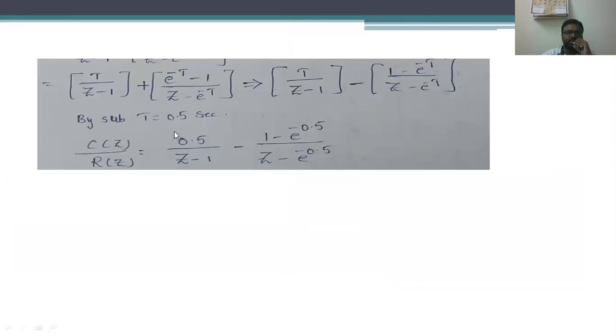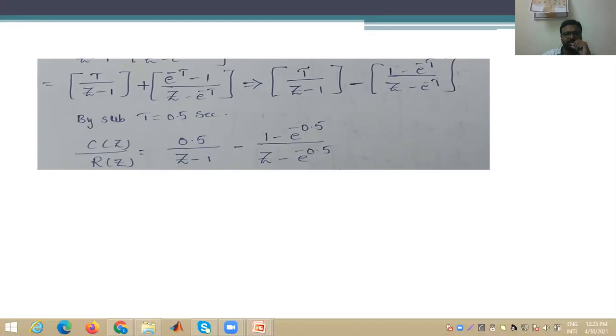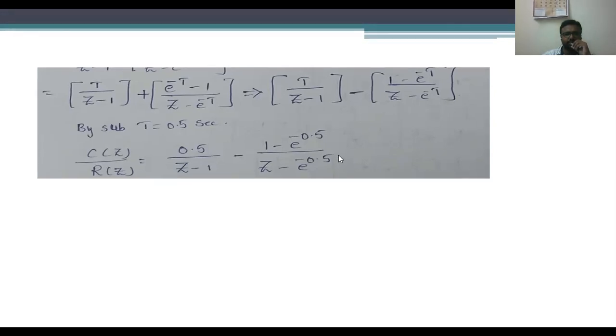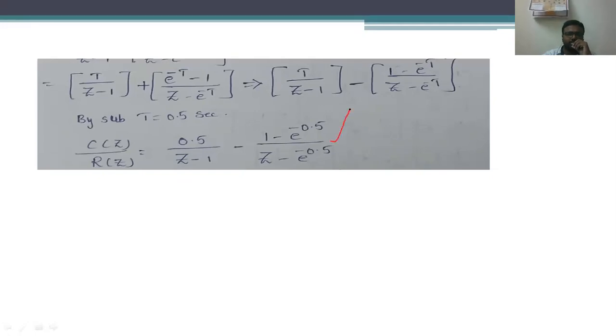Therefore, upon substituting the value of time capital T as 0.5 seconds, we get C of Z divided by R of Z, that is the pulse transfer function or Z transfer function, as 0.5 divided by Z minus 1 minus 1 minus e power minus 0.5 divided by Z minus e power minus 0.5. Okay. So this is the final expression we are going to get.